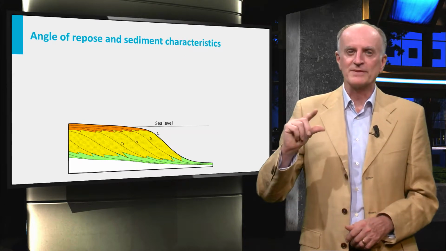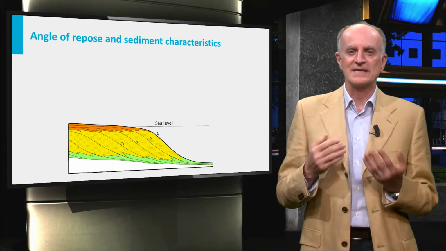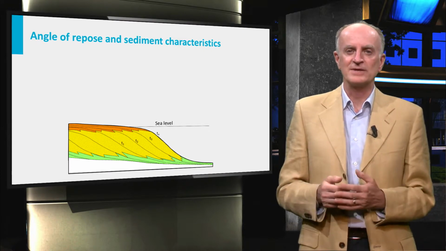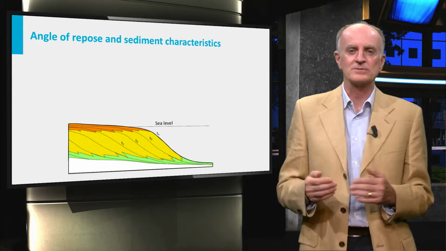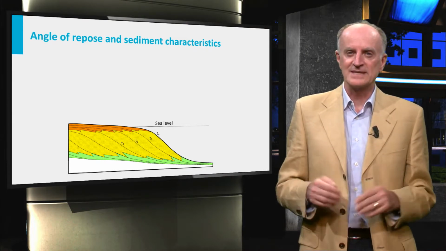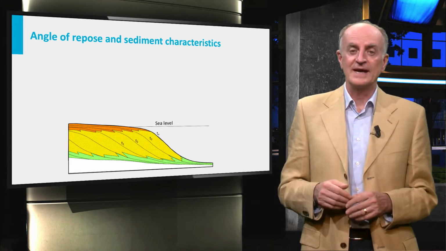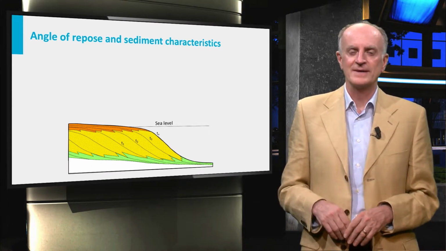The magnitude of the angle of repose depends on the sediments. Fine-grained, water-saturated sediments, for instance, have an angle of repose close to 0. Dry sands have angles of repose in the order of 20 to 30 degrees. Higher angles are very rare.